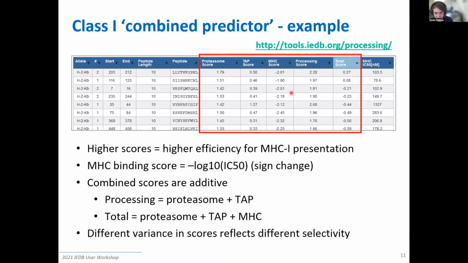The MHC scores are negative because it's the negative log 10 of the IC50. The processing and total scores are the combined scores. These are additive. Processing refers to the proteasome and the TAP score added together, and the total is the proteasome, TAP, and MHC score added together. When you actually look at these scores, the variances across the scores are reflecting the selectivity in the steps earlier that I outlined.